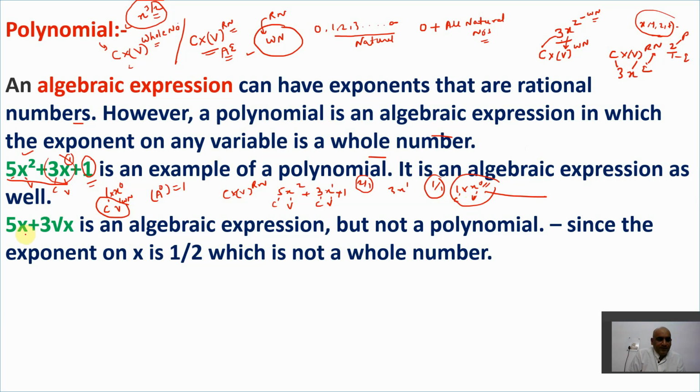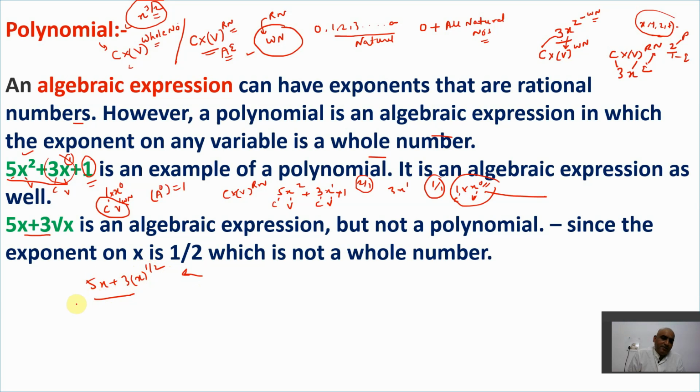Yes, so this is 5x plus 3 under root x. So the equation here is 5x plus 3 under root x. We can write under root x like this, x to the power 1 by 2, same thing. Now you can check, this is an algebraic expression, but this is not a polynomial.